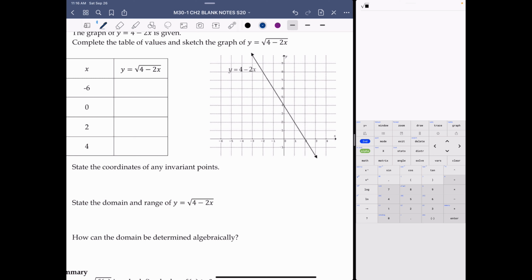Square root of 4 minus 2 times negative 6 gives us 4. If we plug 0 in, then it would just be the square root of 4, which is 2. If we put 2 in, then we would have 4 minus 4, so square root of 0, which is 0. And then if we put 8 in, square root of 4 minus 2 times 8 gives us an error because we would get a negative number, so undefined.